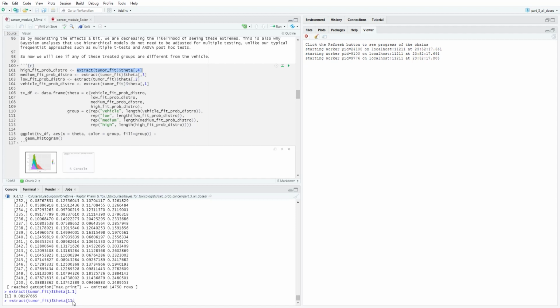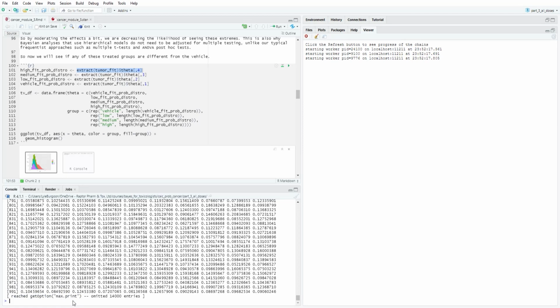If instead I want to get, let's say, all of the first row, I could do that and leave the column blank. If I want to get all of the first column, I leave the row part blank and I put a 1 there, and this will give me the first column. And you can see it is huge, right? Because there should be 15,000 entries. So that's how we navigate that. So this part here says, grab me the fourth column. This one here says, grab me the third column, because that's where medium is. Low, grab me the second column. Vehicle, grab me the first column. So that's how we do that.